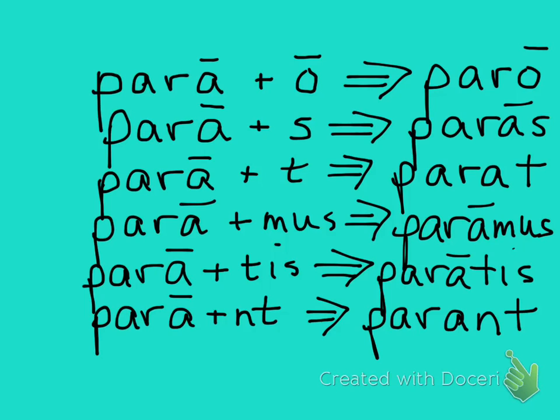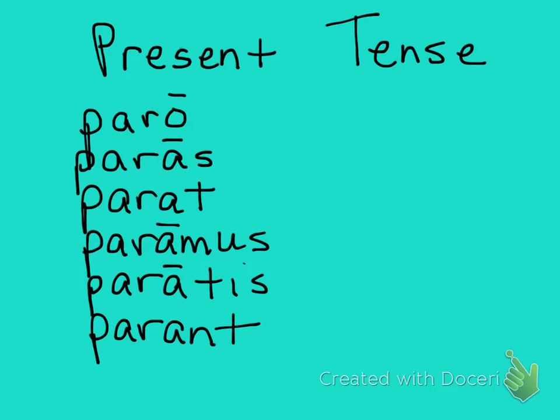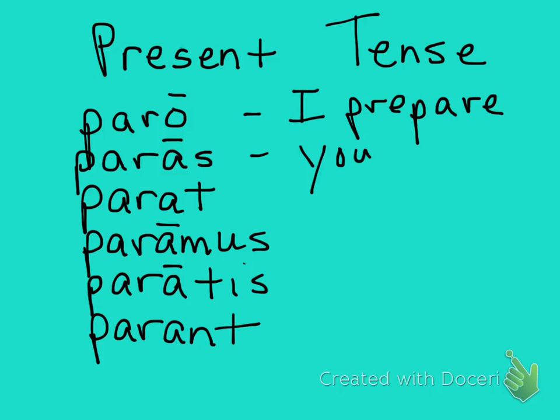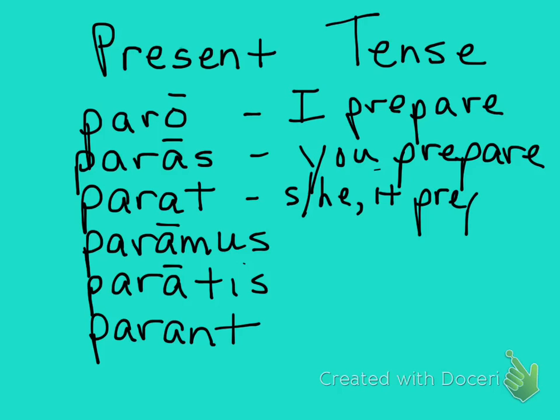So now we have all 6 forms of the present of parare: paro, paras, parat, paramus, paratis, parant. So now we have the conjugation of the verb parare in the present, and we can translate each form. So paro means I prepare, because the O ending corresponds to the pronoun I. Then paras means you prepare, that's singular. Parat means he, she, or it prepares.